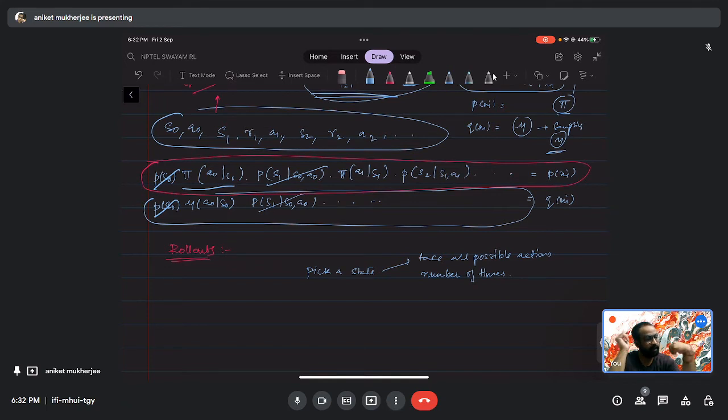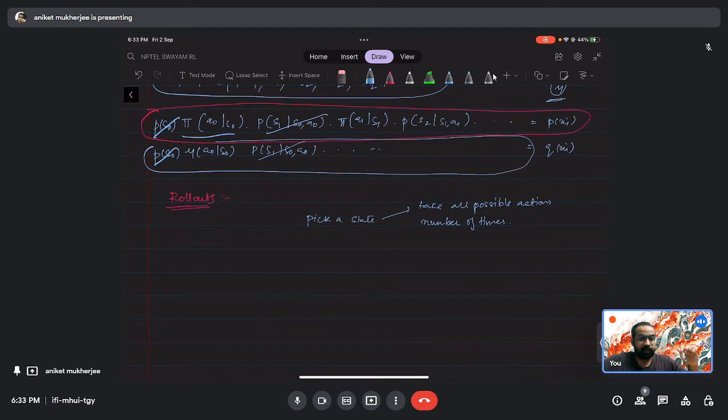So take action A m times, take action B m times, take action C m times, take action D m times, and do the average, and then pick the action in the state greedily. I hope you understand the difference, and if you have any doubts in rollouts, you can ask.